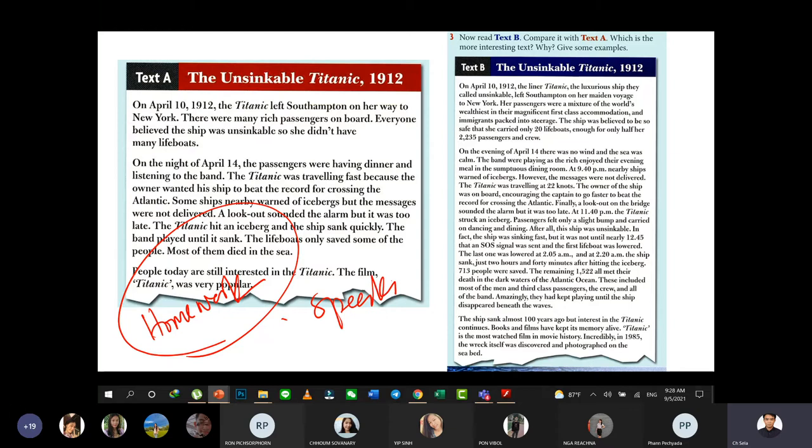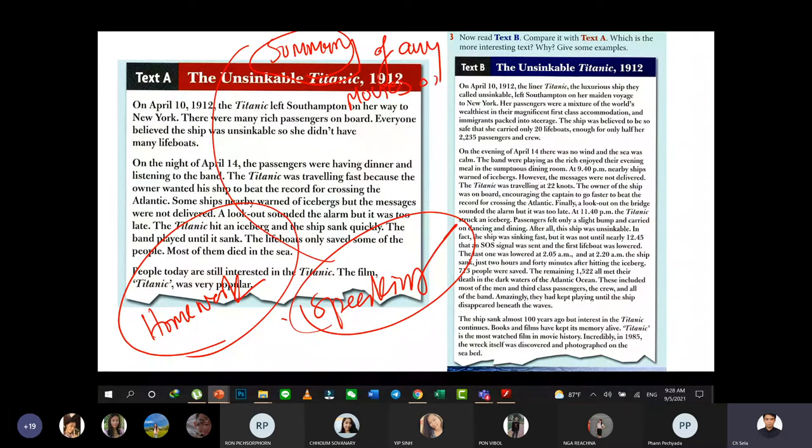All right. For this homework, I want you to do a summary of any movie or story. I just want you to do the summary of any movie or story, but I want you to follow text B here. You have to add more words.